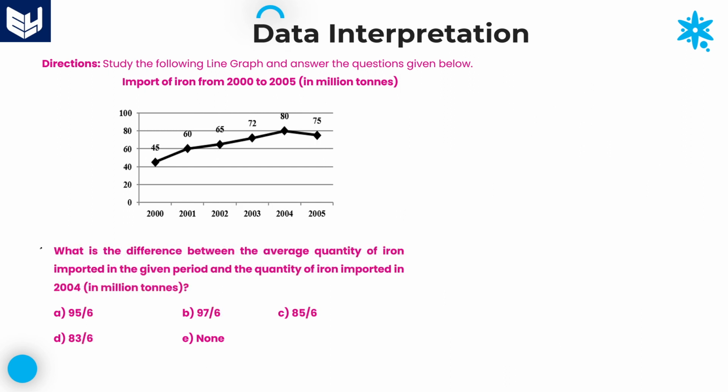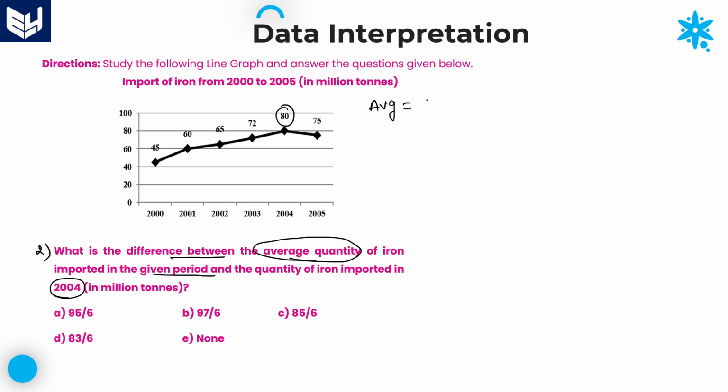Second question. What is the difference between... Here we need to calculate the difference. Difference between the average quantity of iron imported in the given period and the quantity of iron imported in the year 2004. So first, the 2004 value we directly know is 80. But we don't know the average quantity of iron imported, right? We need to take the difference between those two. First we need to calculate the average before going to the difference.